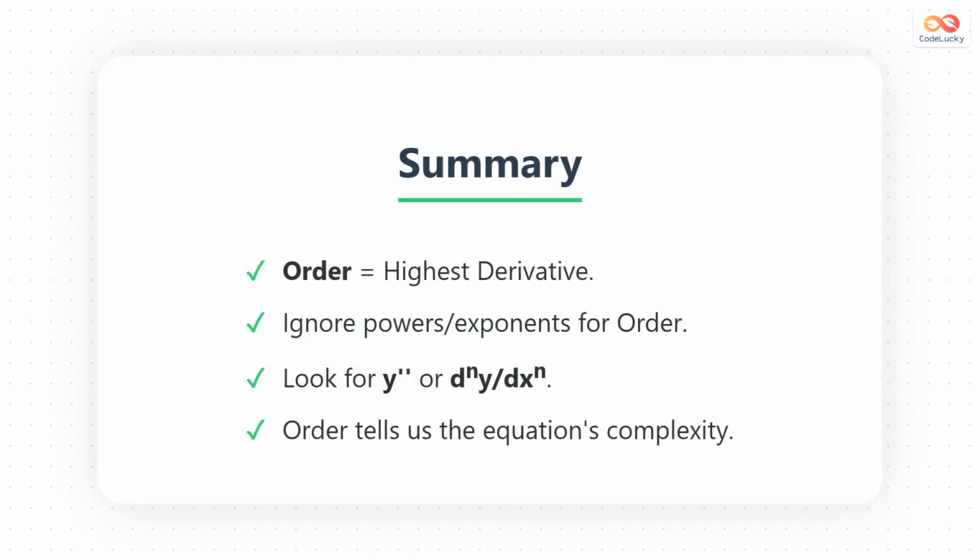To summarize, always look for the highest derivative. Ignore the exponents for now, just focus on how many times the function has been differentiated. If you can spot the highest derivative, you have found the order.